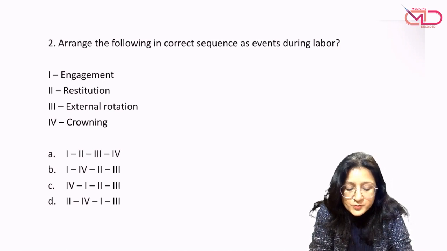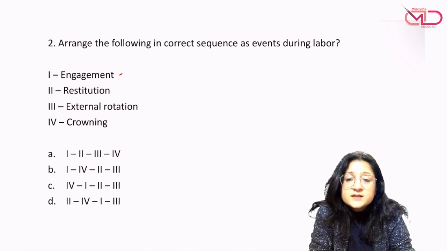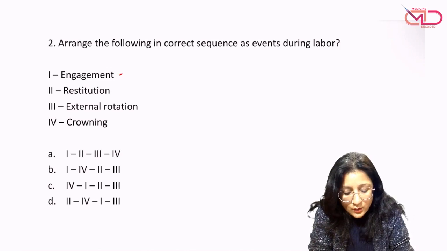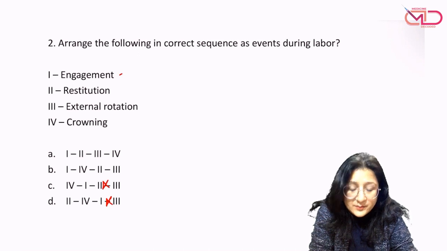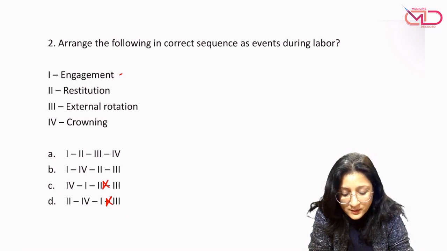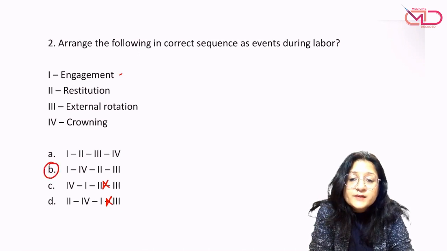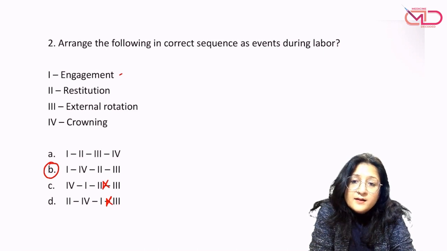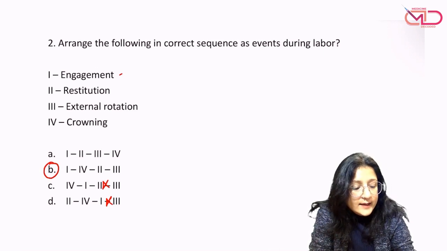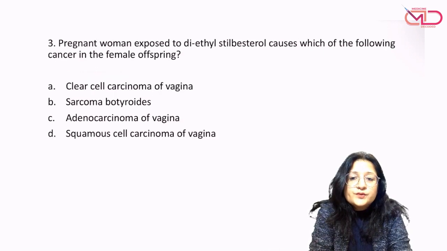So if you look at the options provided, you know that engagement is the first step, right? So options C and D are entirely ruled out. The correct sequence of events, choosing from options A and B, is option B. So engagement, then crowning, then restitution, and then external rotation among the options provided. Now let's have a look at the next question.